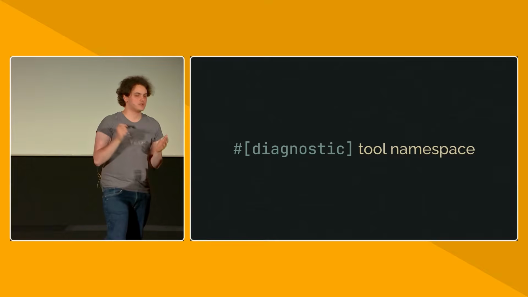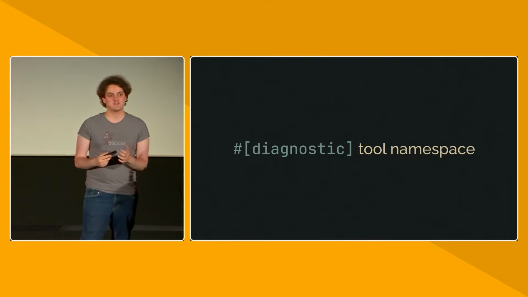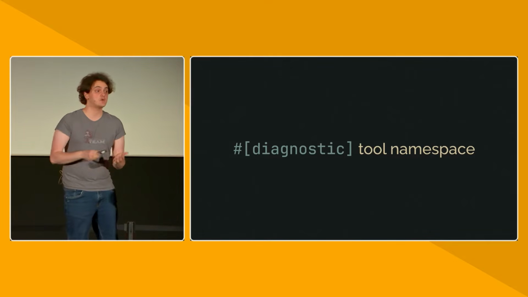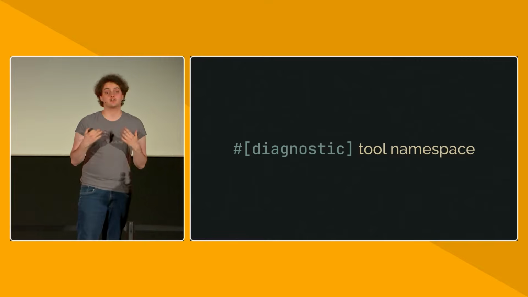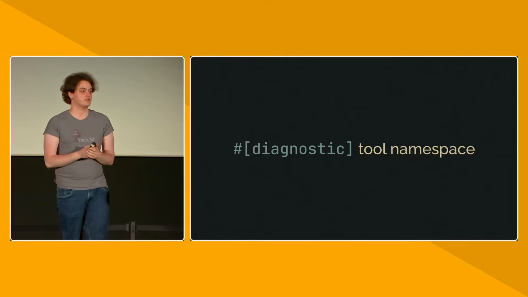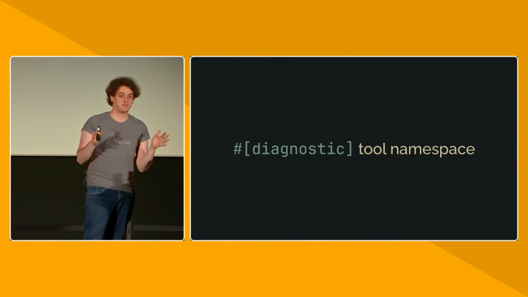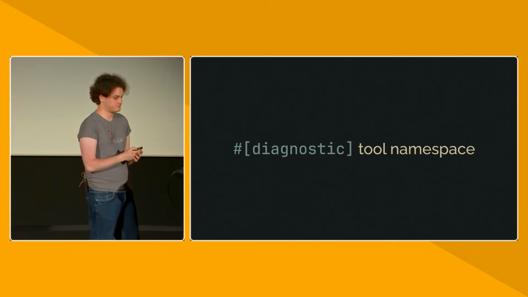The diagnostic tool namespace is a set of attributes that you can just put in your code. If you're a library author and you're not aware of those, and your code uses a lot of traits, you should really look into them, because let's just look at a few examples of what you can do with those.